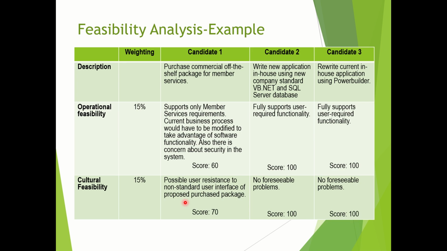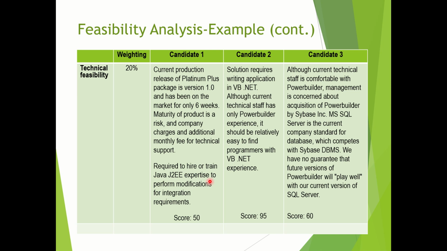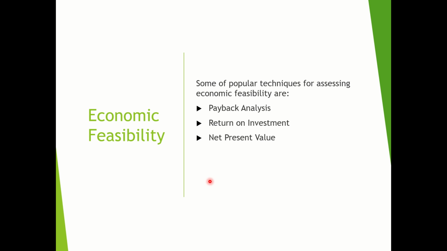Now this is one small example which you could see. You are given this as your candidate, and these are the two other candidates. For each of the feasibilities you are getting a score. When you look at the final score, you are getting the final scores of 67, 92.5, 87.5. So just imagine that if yours is candidate 1, then you need to really think about where it actually hits you. Technical feasibility, so you need to hire and train people with more expertise. Hence, we need to have a little bit more analysis on the economic feasibility.